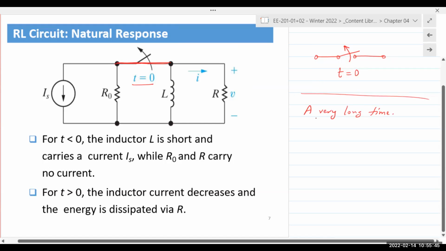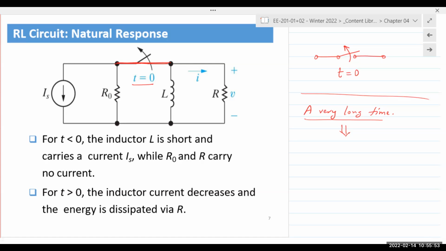And a very long time simply means that sufficient time has elapsed for the inductor or the capacitor to reach some sort of steady state. Okay, some sort of steady state. So here it tells you for t less than 0, the inductor L is short. Why? Because for t less than 0, the switch was closed. The switch was closed for a very long time in the past. We don't care how long it was closed for. We simply need to understand that from those words, a very long time, there is some sort of steady state.